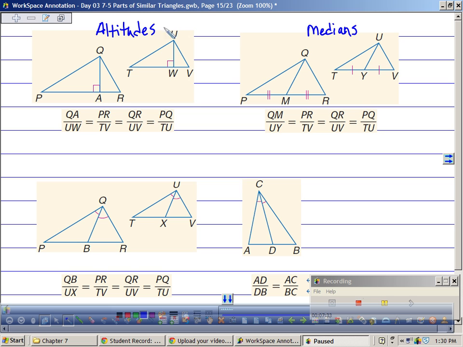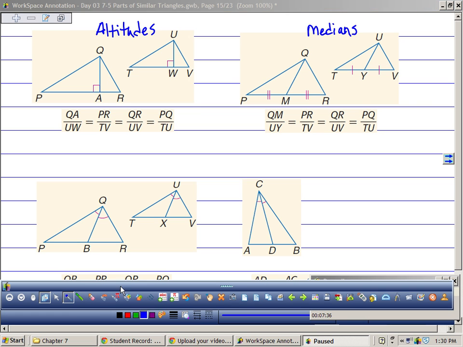How did we know that these were altitudes? What was the clue? Because it goes straight down and makes a right angle. Good job, Ross. And medians? What's the clue that these are medians? Because it splits the triangle in half. Because it splits these two sides, right? So it's two congruent segments.